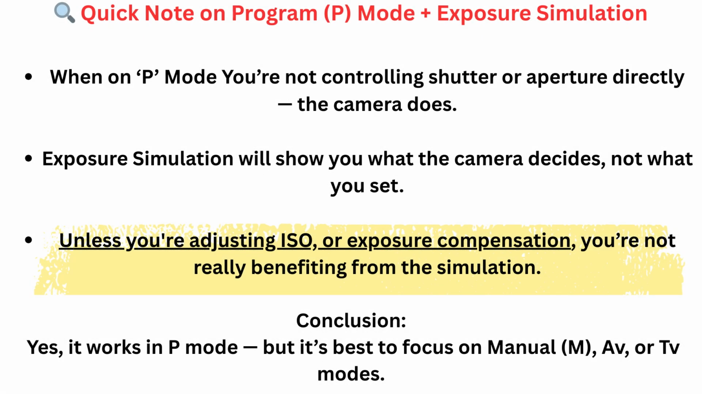So the quick note about the P mode, the program mode: the reason why it's limited with the exposure simulation is that you're not actually controlling the shutter or the aperture directly because it is on program mode.